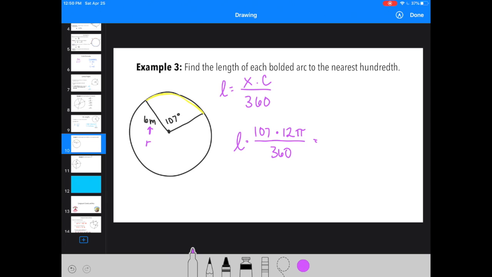So 12 times pi times 107 gives me 4,033.8, divided by 360 to give me an arc length of 11.2. And she wants to round to the nearest hundredths, so 0.21 will be my final answer. What will be my units here? Meters, because my radius was given in meters.